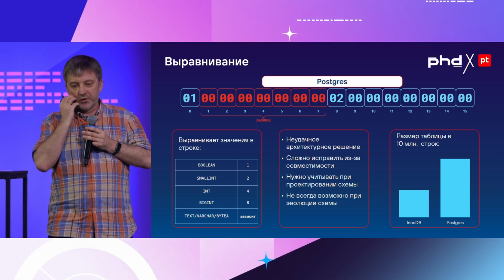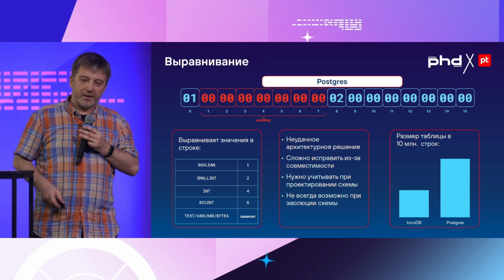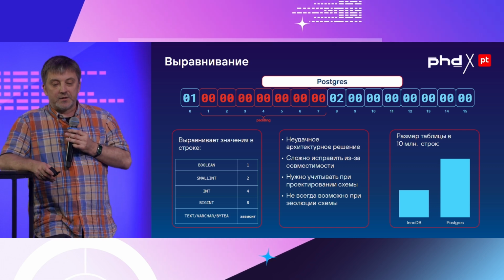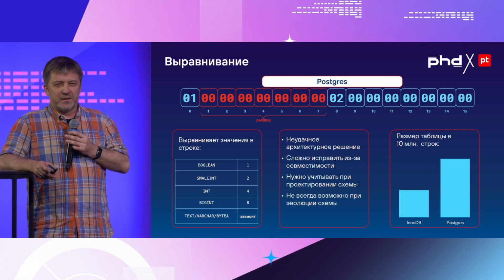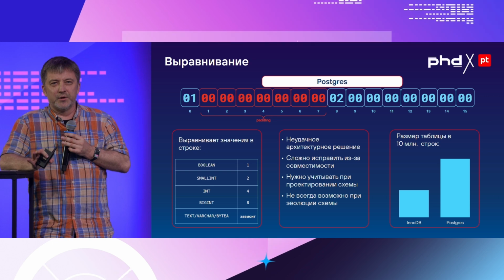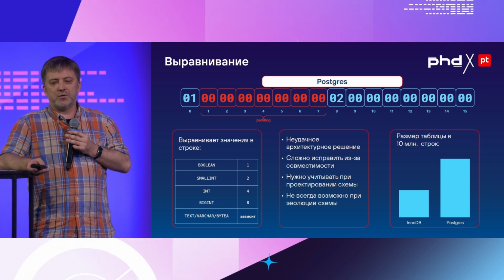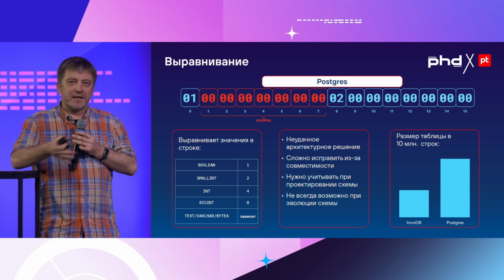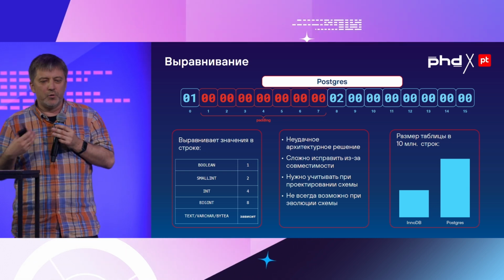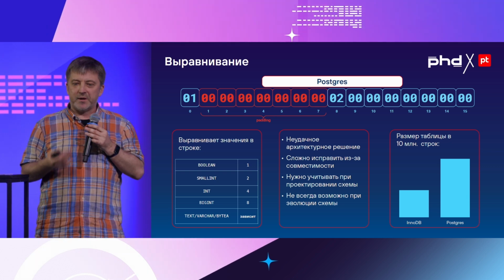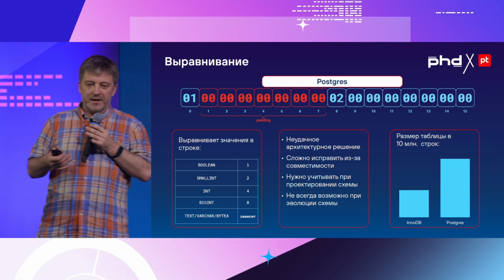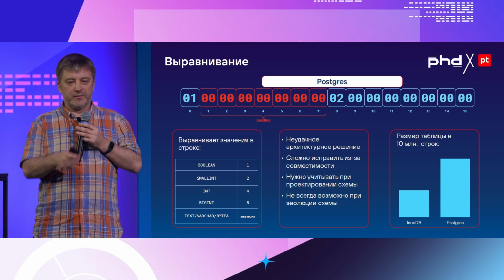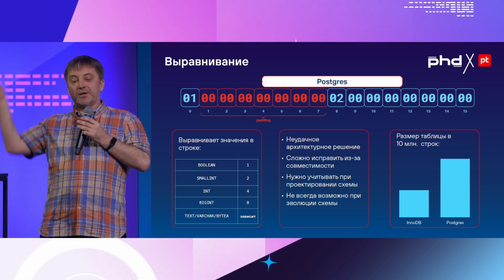And so I ran a bit of a comparison. I loaded 10 million lines like this, strings like this. And the difference is about twofold. In MyDB, it occupied about 97 megabytes, and in Postgres, about 600 megabytes. So it's not only because of this alignment rule, but also Postgres uses a lot more space for other things.